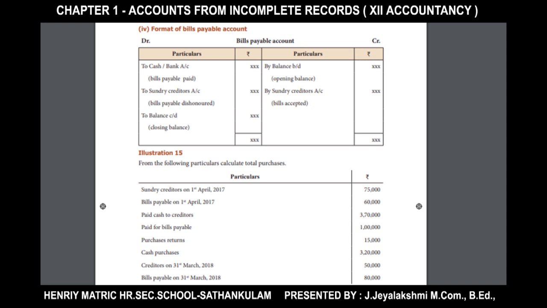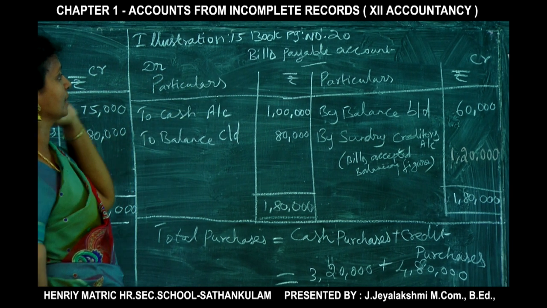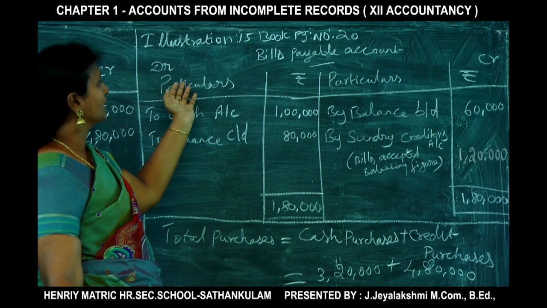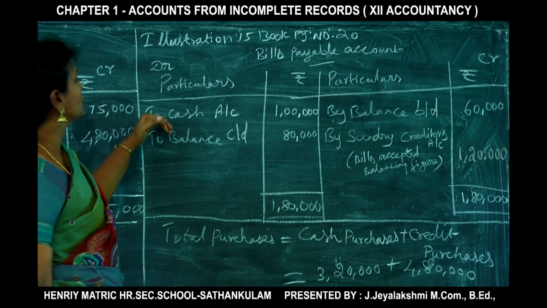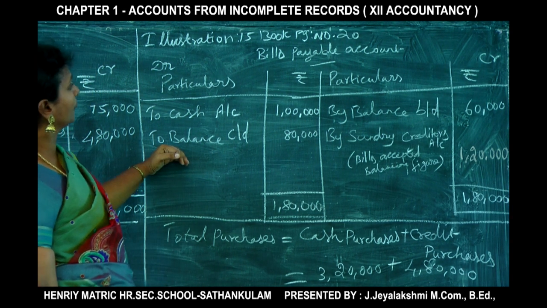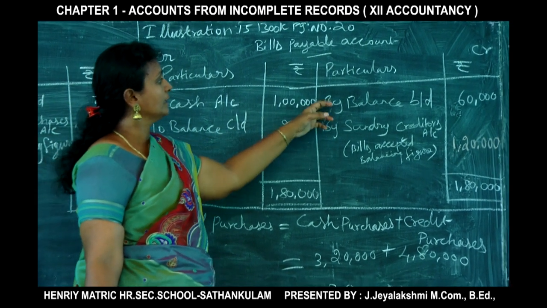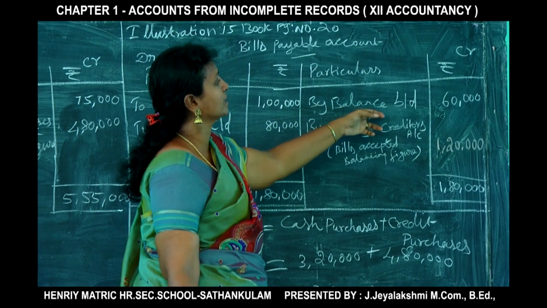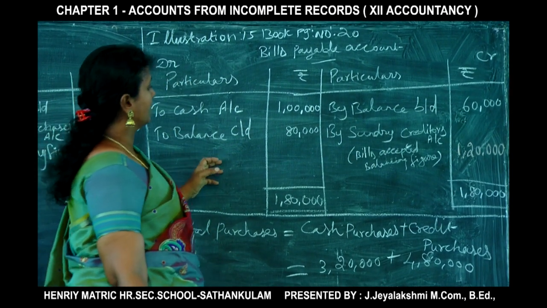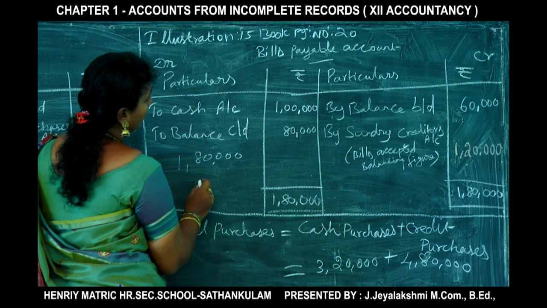Bills payable account. Now we take illustration 15, book page number 20. First of all, we have to prepare the bills payable account. We must take debit, credit, particulars and amount. To cash, how much have they paid? 1 lakh. Then the closing balance we take as balance carried down, 80,000. Next we take the opening balance, by balance brought down, 60,000. Then we calculate sundry creditors from 1,80,000 minus 60,000.